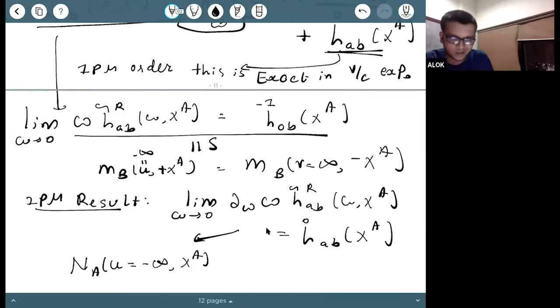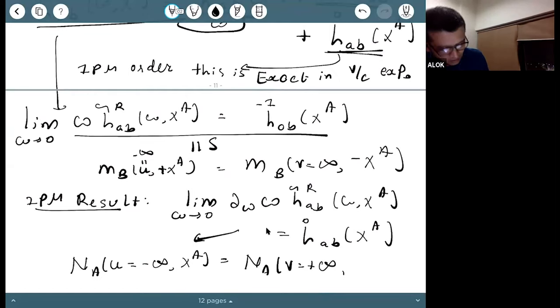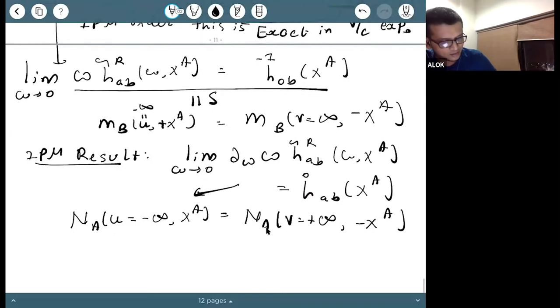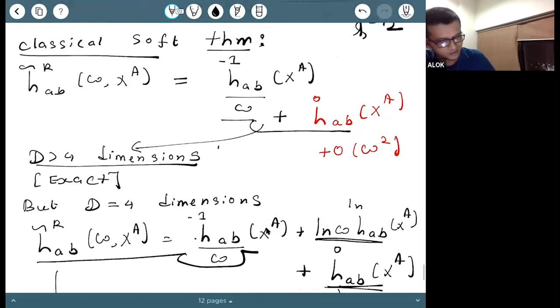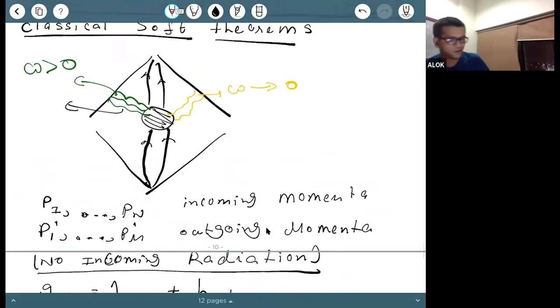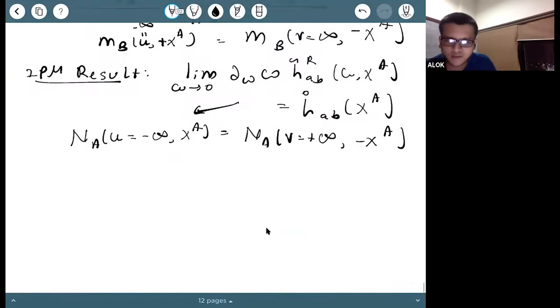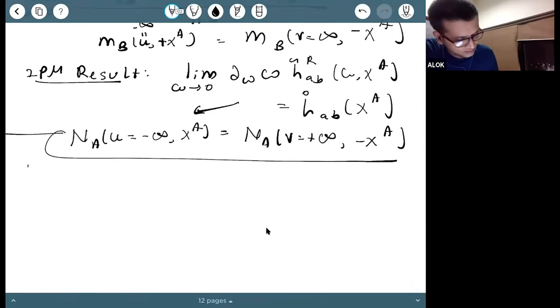But it's a little bit of a mystery that, if this is a memory, as people are now investigating, then it should be an exact result, but there is no proof right now in the classical theory if you go beyond the 1 PM expansion. So these are the results that hopefully I will try to sketch now. So this is our setup, and now we want to understand how to prove these results. Maybe I just wait for a minute if there's a question. So I will now just sketch the proof for the classical soft theorem.